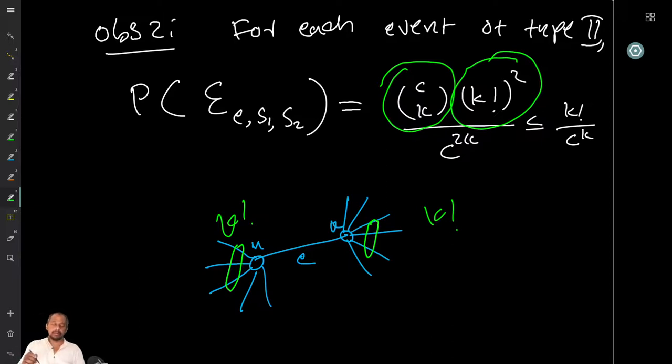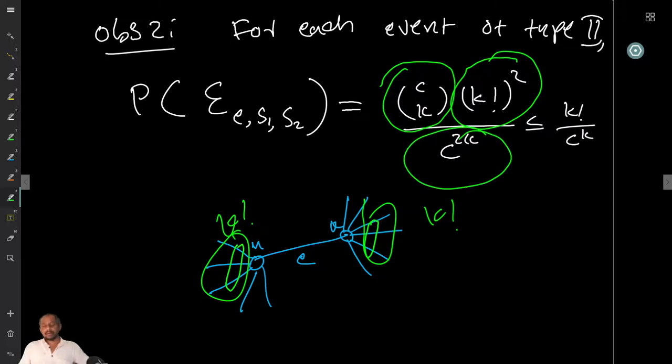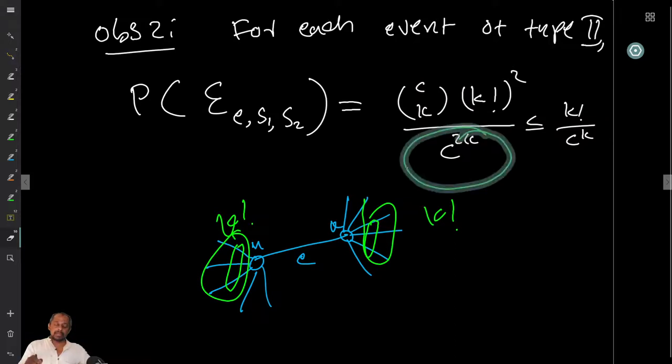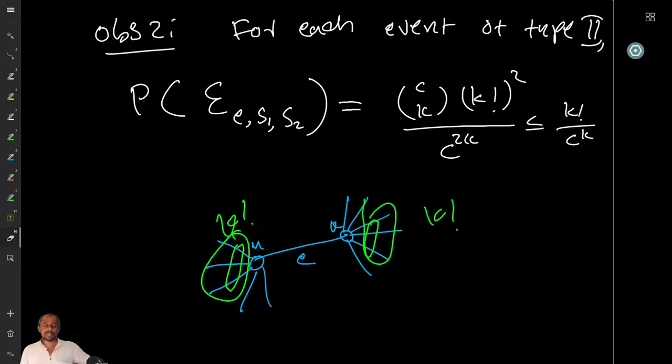This can happen. Now, the total number of colorings of these edges. There are K edges here and K edges here, so there are C to the 2K possible colorings. Therefore, the probability is C choose K times K factorial squared divided by C to the 2K. But usually it is very difficult to work with these kinds of numbers.